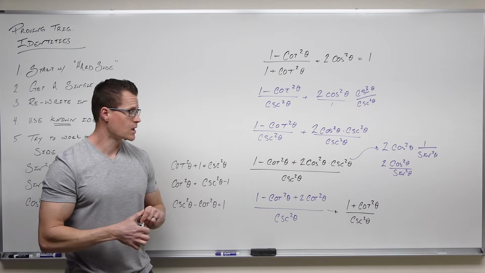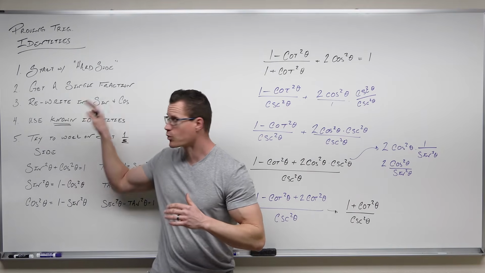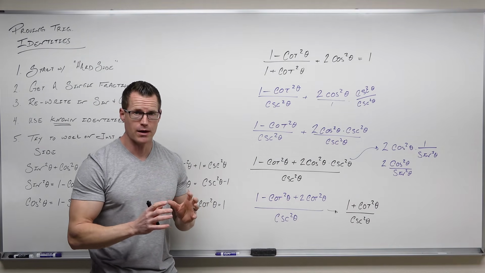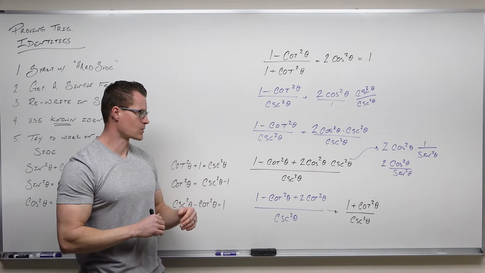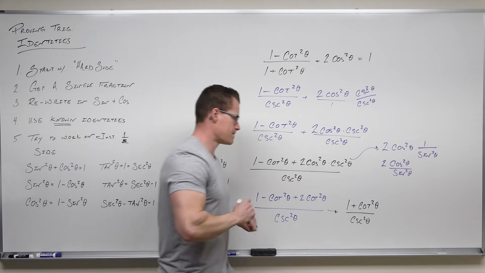Oh, this is great news, because now instead of making everything sines and cosines, our first step before we do that is use identities that are already there. So 1 plus cotangent squared theta, that is exactly what we want to see. That's cosecant squared theta.